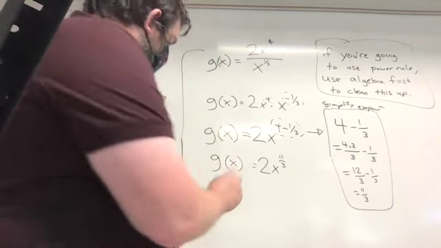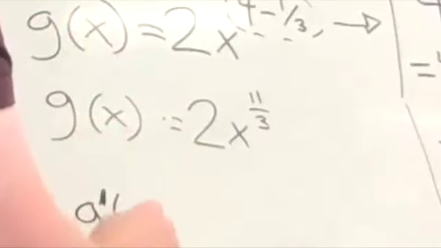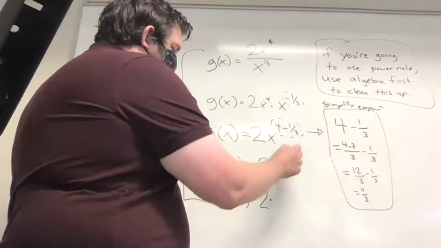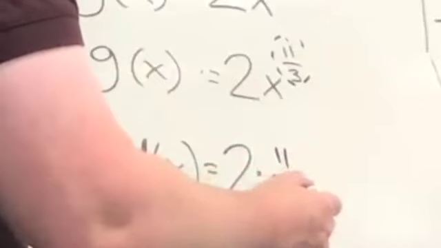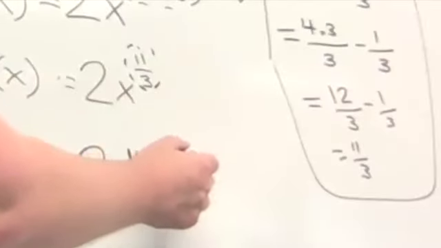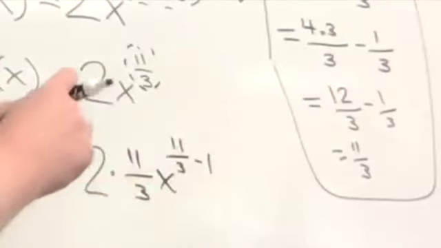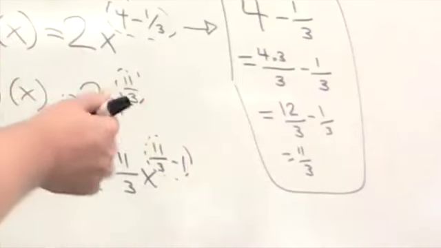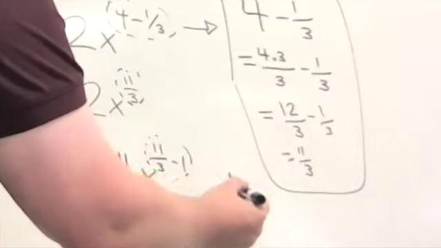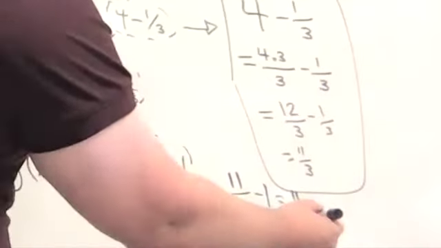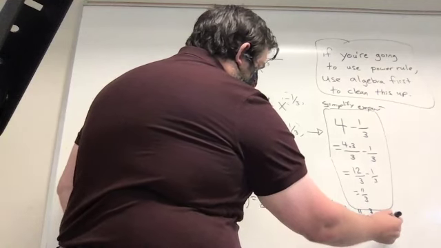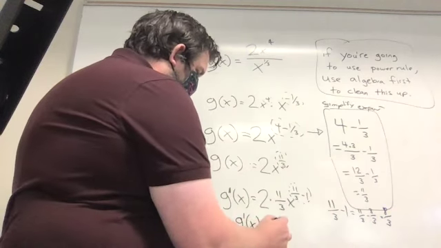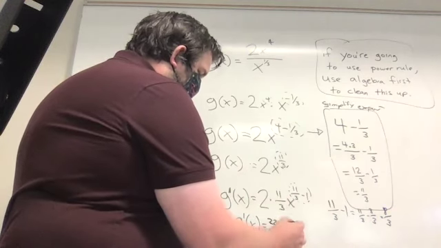So now g prime of x, if we go to do power rule, I can keep the 2 where it is. I can bring the 11/3 down. And I can do 11/3 minus 1. And I'd really like to make it, again, look 11/3 minus 1. So 11/3 minus 1 is 11/3 minus 3 over 3, which is 8/3. So I have g prime of x is equal to 2, or I can do 22/3 x to the 8/3.